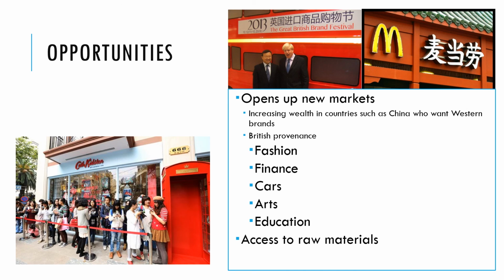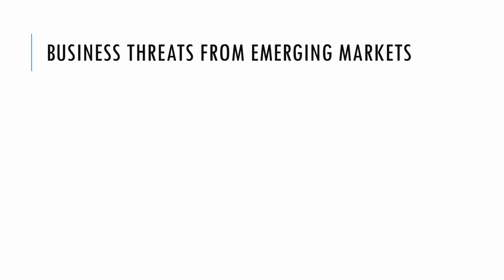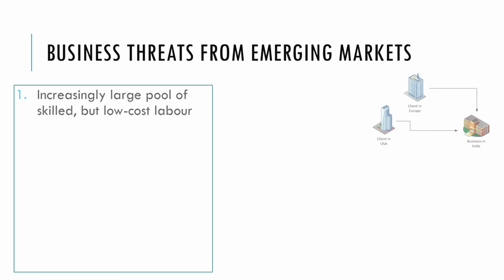Also, it gives businesses access to raw materials. So if you think potentially of oil, large developed economies, oil companies, Shell, BP, have facilities in emerging markets so they can access the raw materials there. And again, there are greater investment opportunities as these countries emerge and open up and become more part of the global economy. So what might be some of the threats from emerging markets?